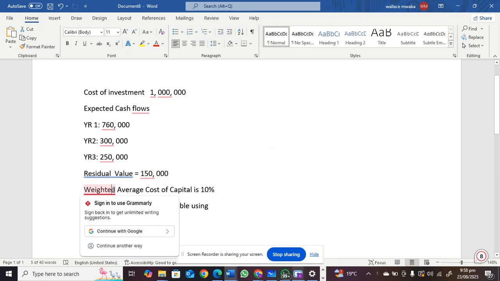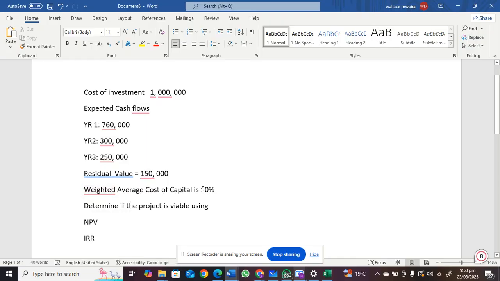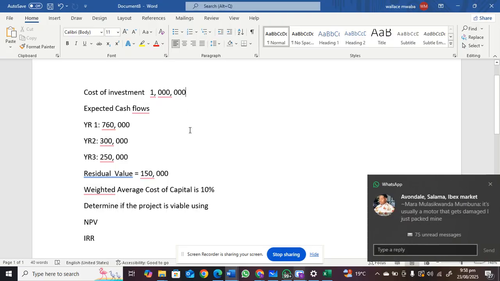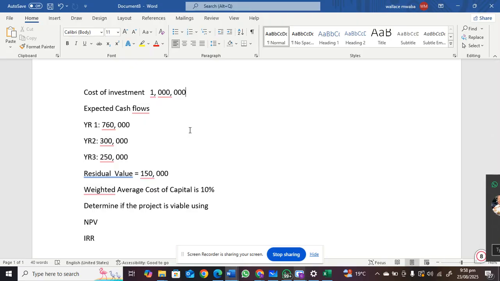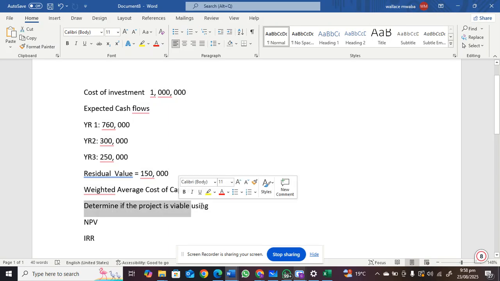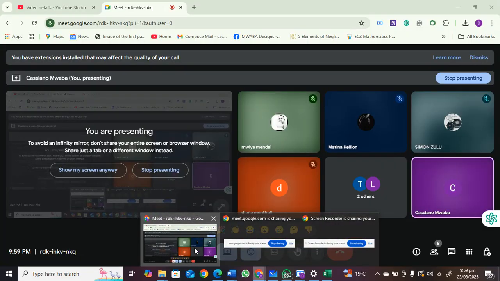Okay. We're given the weighted average cost of capital, which is 10%. Okay, so this is the overall cost of financing. In order to get this investment here, we need to sell shares and sell debt. All right, so our overall cost of financing, to raise the finance through equity or debt, is 10%. So they're asking: determine if the project is viable using the net present value technique and the internal rate of return technique. Okay, so this is under capital budgeting or investment appraisal.